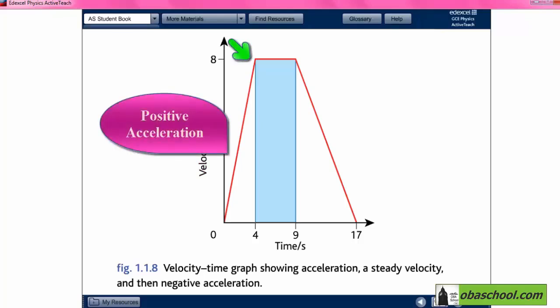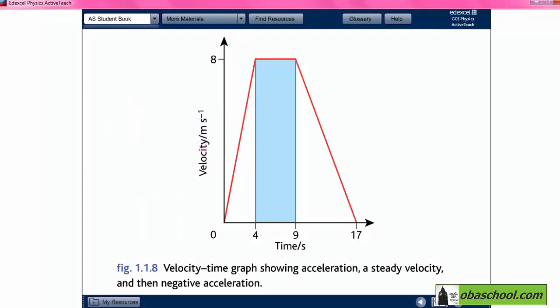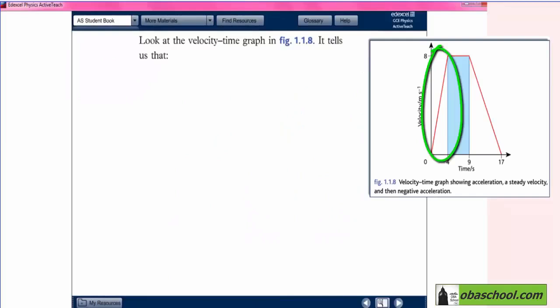We notice that the first part has a positive acceleration and the object starts from rest. Then it has a steady velocity because it is a straight horizontal line. And then we have negative acceleration. Now let's start with the first part.